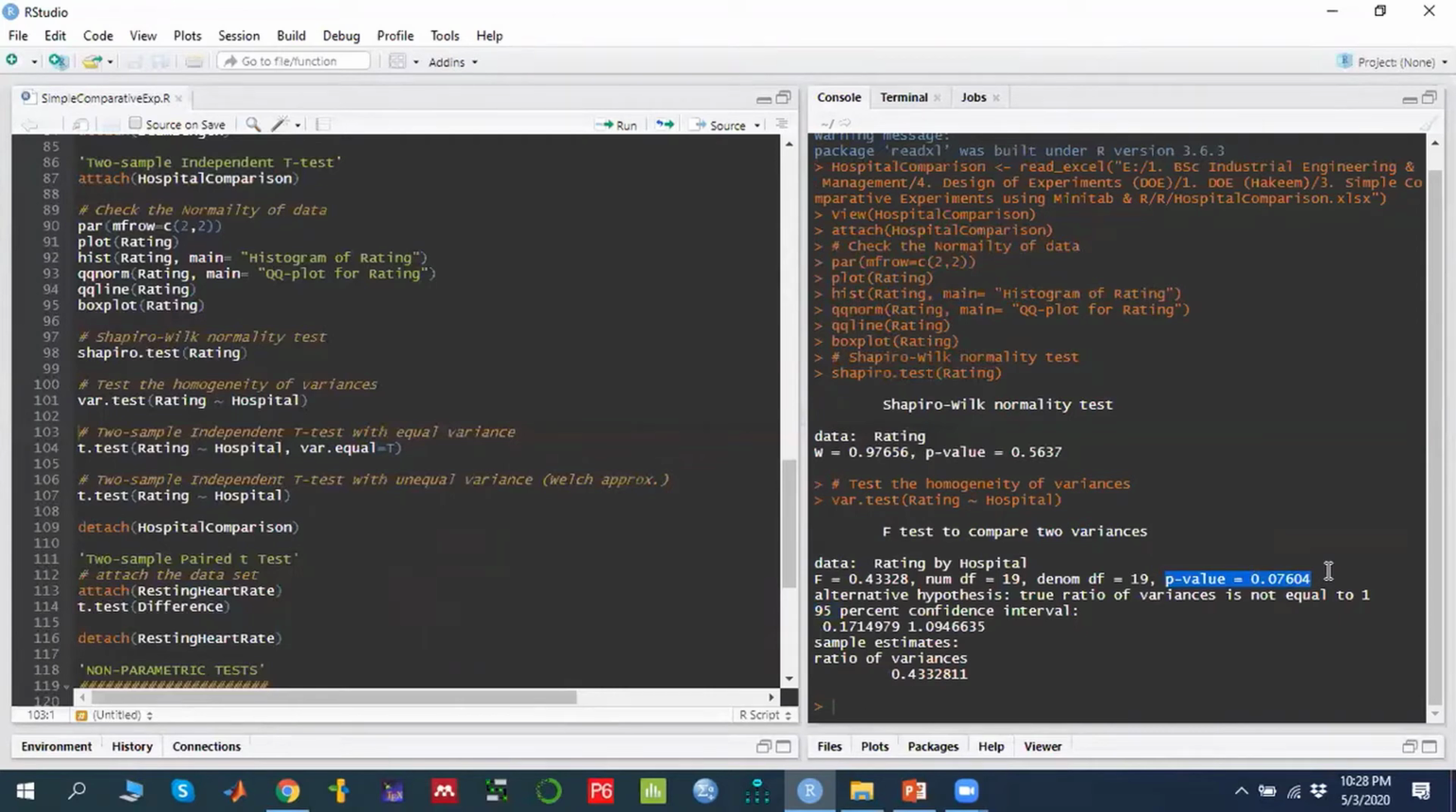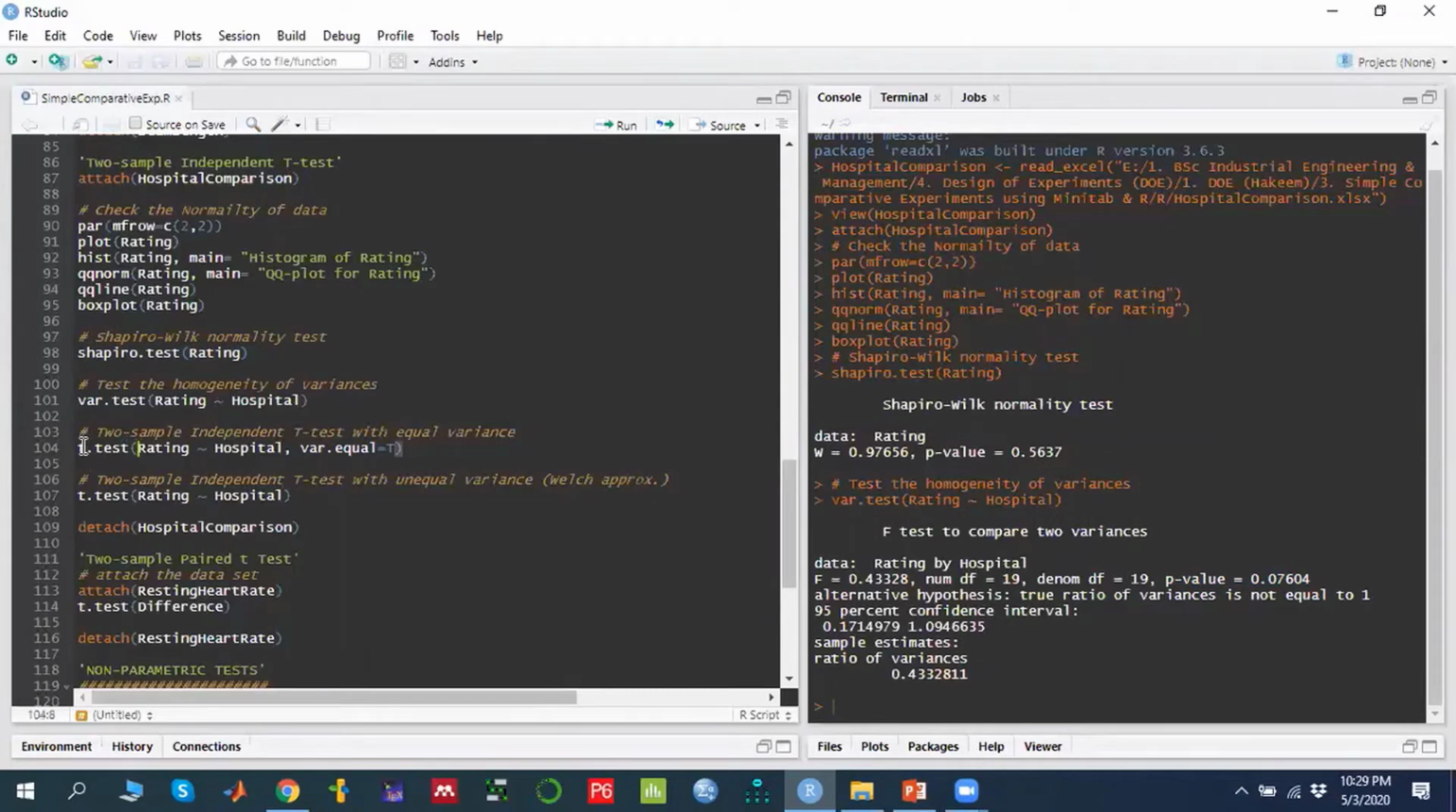So the homogeneity condition is fulfilled. For our data set, the normality condition is fulfilled because the p-value is greater than the pre-decided alpha value, which is 5%. And according to the F-test, we got the result that the variances are equal. So both the homogeneity and normality conditions are fulfilled. Now we can apply the two sample independent t-test by assuming that the variances are equal.